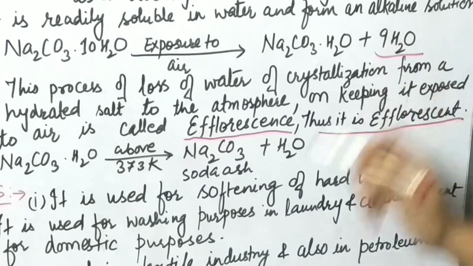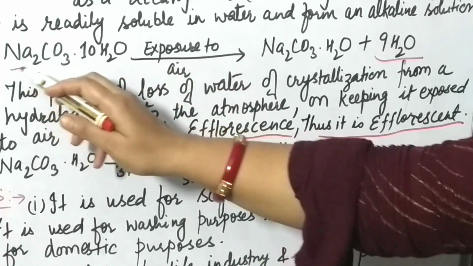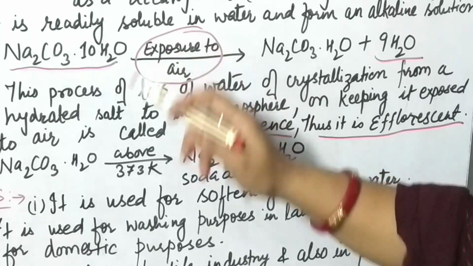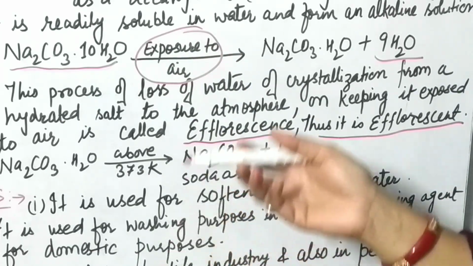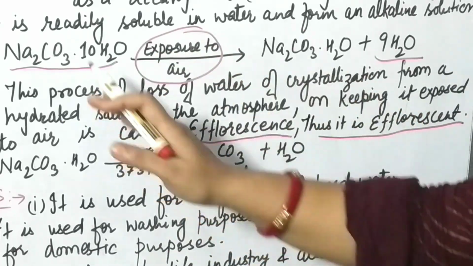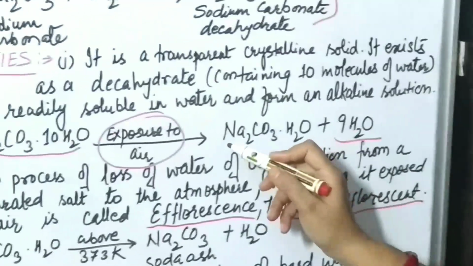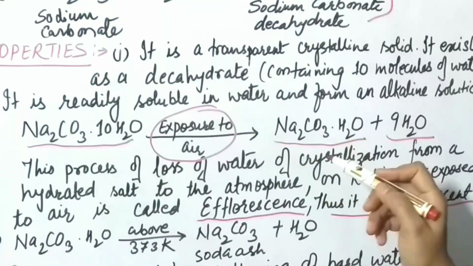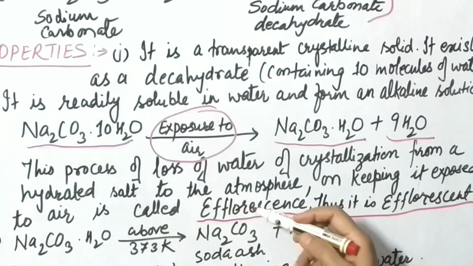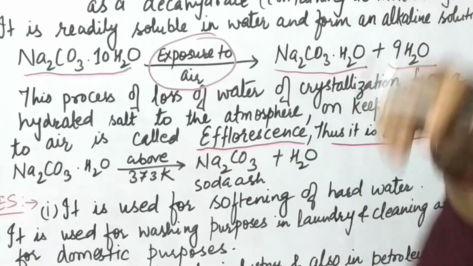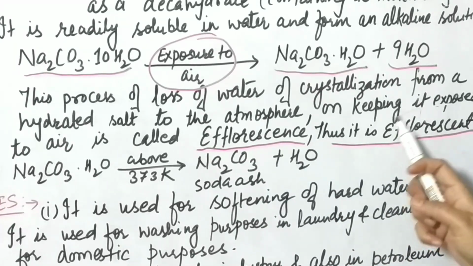Means it is liberation of 9 molecules of water from washing soda in the presence of air, or you can say exposure to air. Suppose you have kept this washing soda exposed to air for more than 2 or 3 months, what will happen? This compound will form. So this whole process is called efflorescence, and that's why we sometimes call this compound, washing soda, efflorescent.